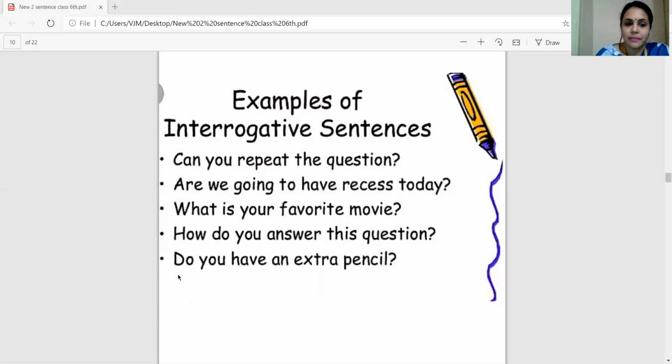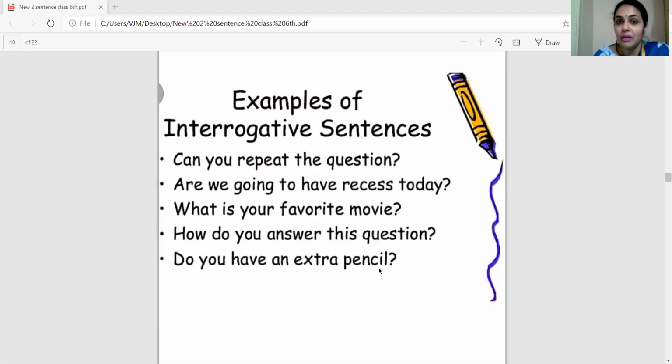The last one. Do you have an extra pencil? At times, it happens with us. We forget the pencil at home and we need to write something very important in the notebook or in the book and we don't have the pencil. Even in your math classes, you need a pencil very often. So you ask your friend, do you have an extra pencil?